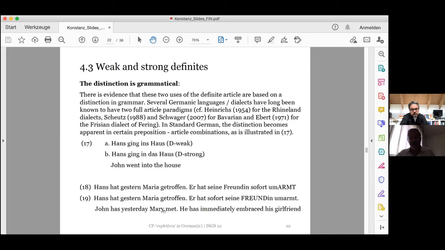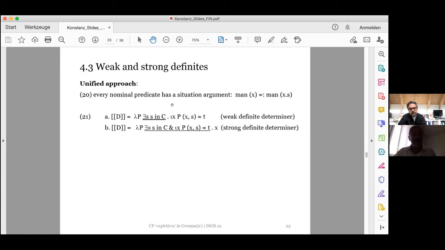The proposal that we're going to make is that we argue for a unified approach. We say the uniqueness condition is important in both uses. When you have a weak definite, it's part of the assertion: you say there's a unique individual that has the relevant property in the situation, while in the strong use, the uniqueness condition applies to the antecedent situation. So what is underlined in 21 is thought to be a presupposition.